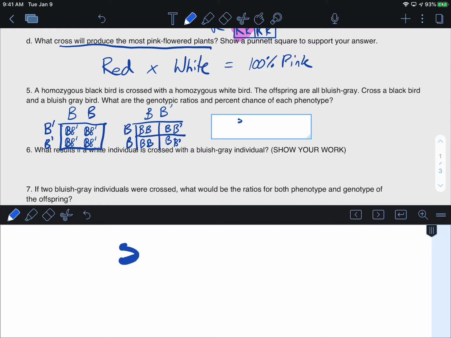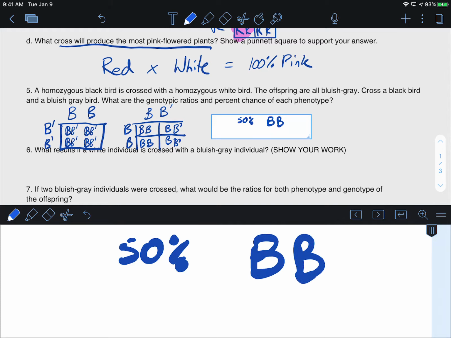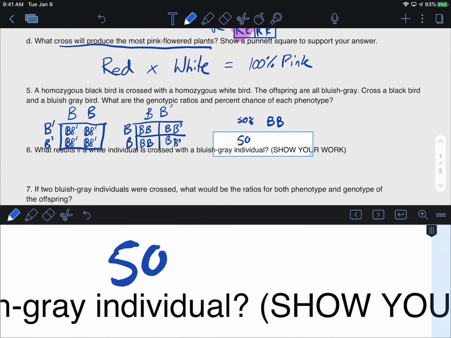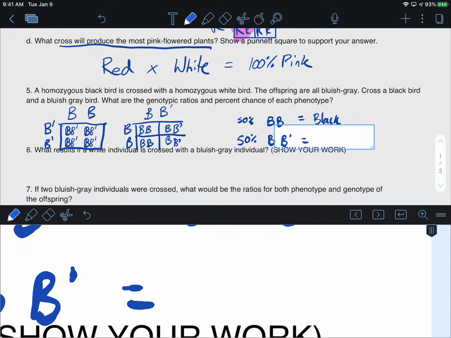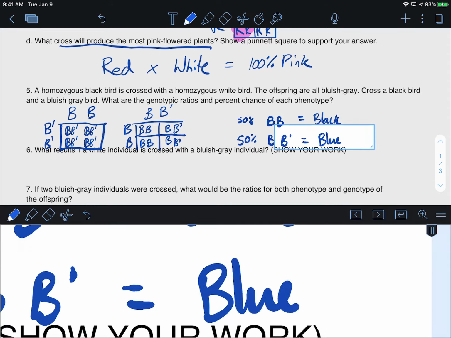So here we have a 50% B, 50% B prime, which is also equal to black and equal to our blue-gray.